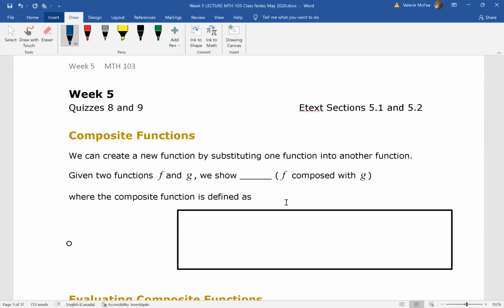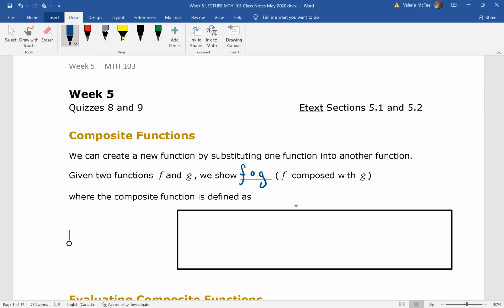So we're starting lectures for week 5, and this week we want to talk first of all about composite functions. We've been looking at functions where we said every x input provides one y output. Now we want to create a new function by substituting one function into another function. So if we're given two functions, f and g, we show that by writing f composed with g.